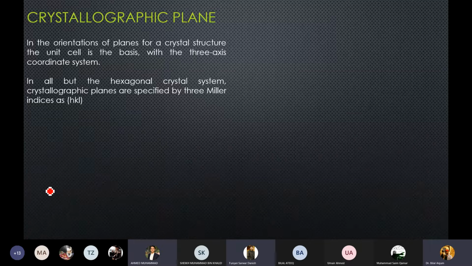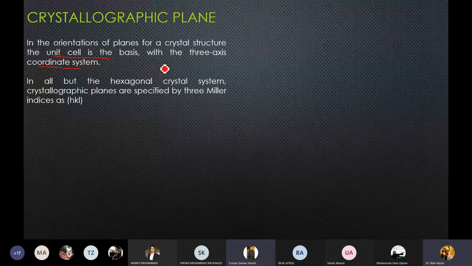So we have looked into crystallographic directions so far. Today, what we'll be doing is how to identify the crystallographic planes. How do we represent a plane in a unit cell? It says that in the orientation of planes for a crystal structure, the unit cell is the basis with a three-axis coordinate system. That means you have to represent a plane whether in the form of numerical digits or pictorially or graphically in the unit cell.